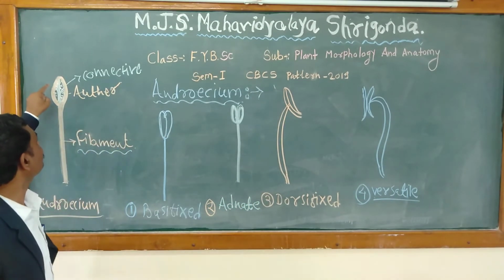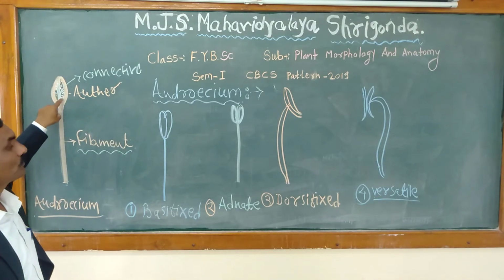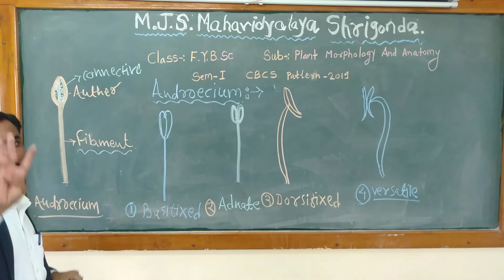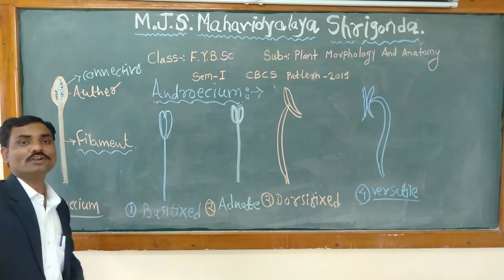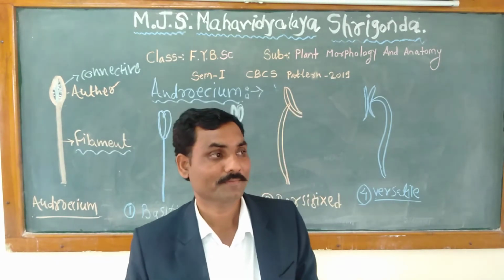There are four locules. One locule, two locules, third locule, four. Two lobes, four locules. That is called quadrilocular.